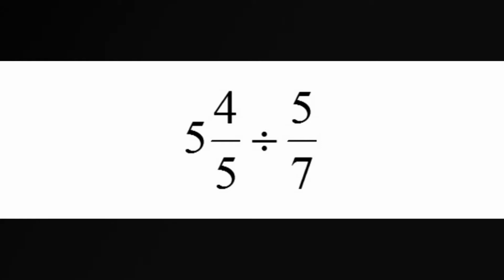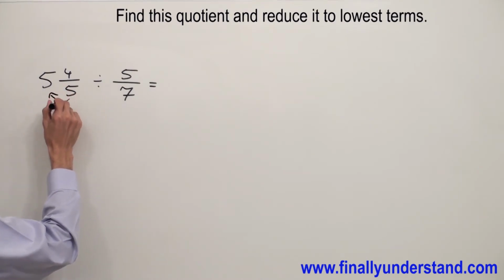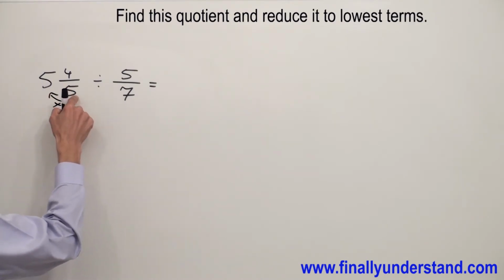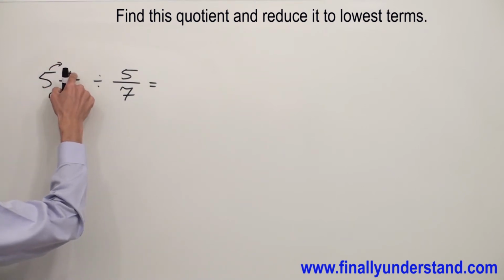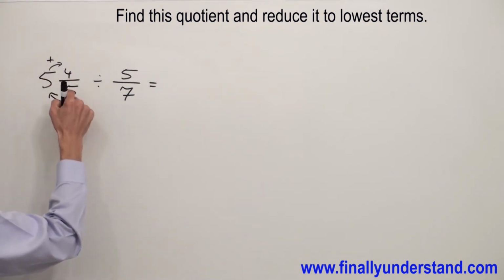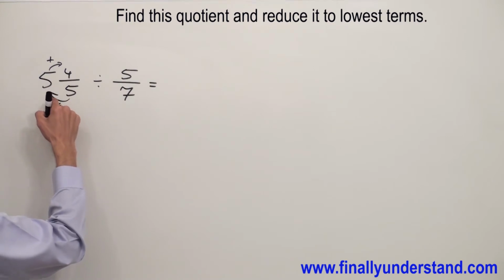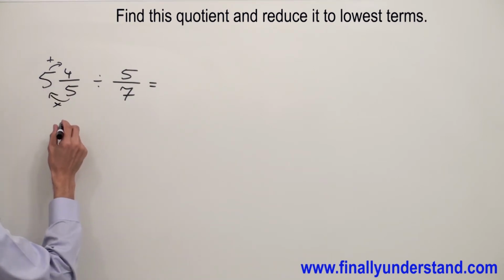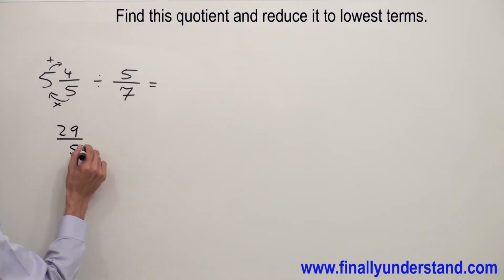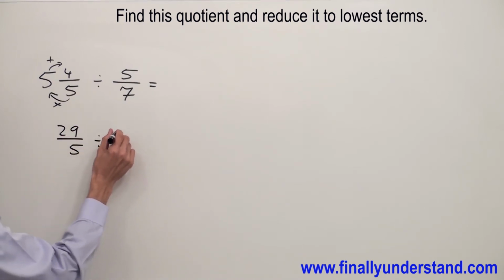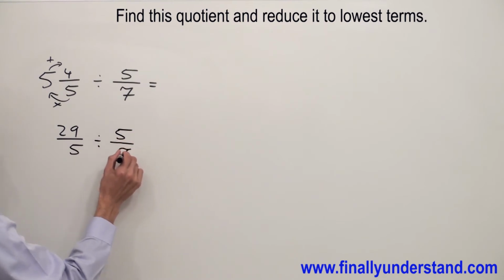Okay, let's take a look at this example. First, we have to convert the mixed number to an improper fraction by multiplying the denominator by the whole number, and the result we have to add to the numerator. 5 times 5 is 25, plus 4 is 29, over 5, divided by 5 over 7.